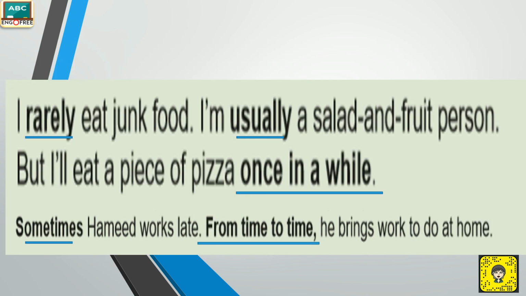Look at these examples. I rarely eat junk food. I rarely. لاحظوا rarely حطيناها فين؟ Before the verb. Very nice. I'm usually a salad and fruit person. Usually. Where is it? After the verb be. Excellent. This is be am وهي تجي بعد البي زي ما قلنا. But I'll eat a piece of pizza once in a while. Once in a while at the end of the sentence.